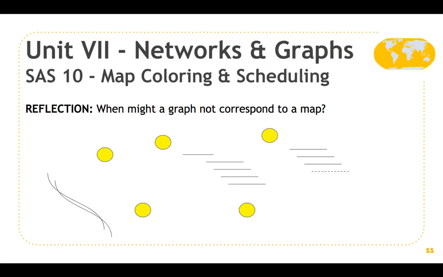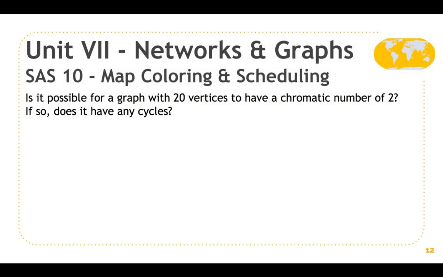All right. When might a graph not correspond to a map? That's a little more difficult to look at. We'll check it out here in a minute. Okay. Is it possible for a graph with 20 vertices to have a chromatic number of 2? Uh-oh. What's a chromatic number? Let's look up the definition of a chromatic number. Okay. So if you're not familiar with what a chromatic number is, we need to look it up. Use your resources. All right.